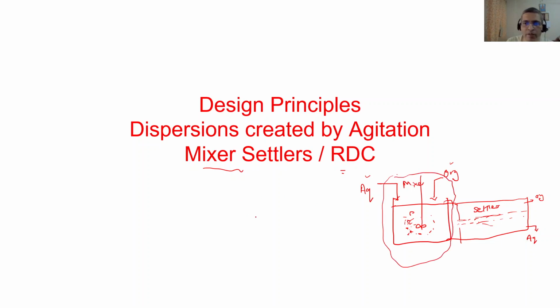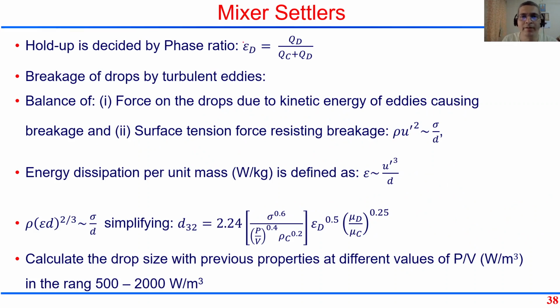Now if you think about this mixer, because of agitation we can assume that we have well mixed behavior of both the phases. So if it is well mixed behavior, then the hold up is simply the ratio of the dispersed and continuous phase flow rate. So if I take this previous example, aqueous phase is coming in at, let's say, 10 meter cube per hour. Organic phase, let's say it is coming at 2.4 meter cube per hour.